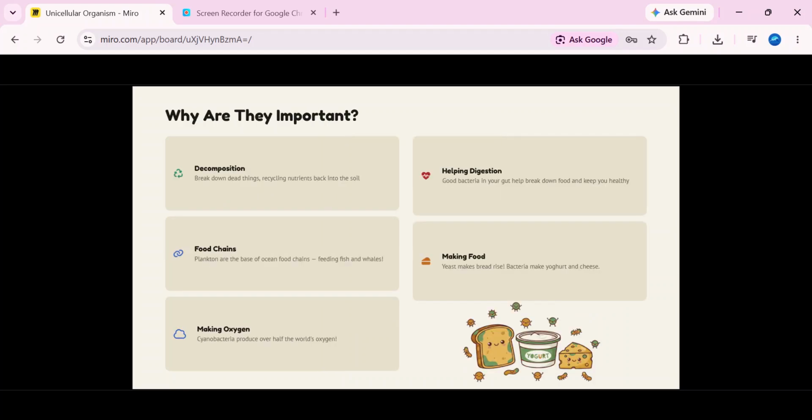Why are they important? They are important because they help in decomposition, digestion, the food chain, and oxygen production. So even though they are tiny, they play a huge role in keeping nature balanced.